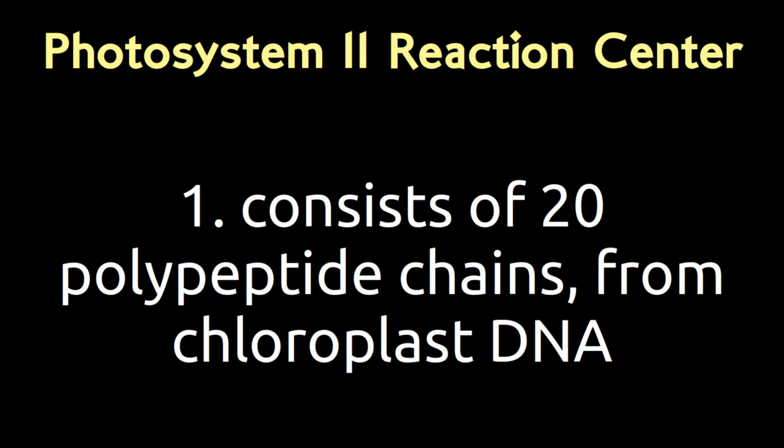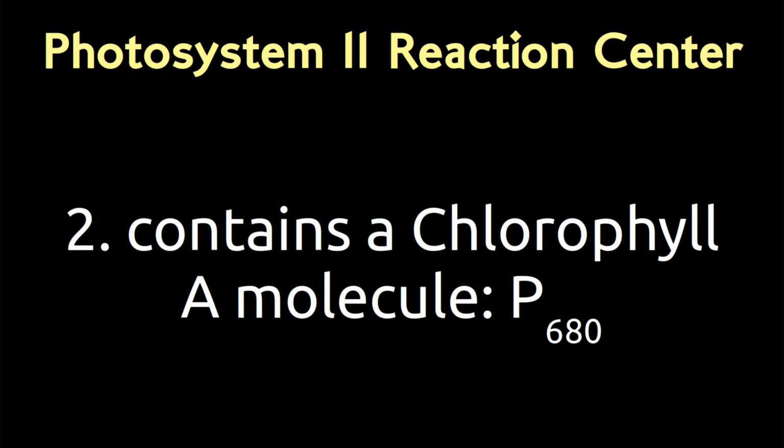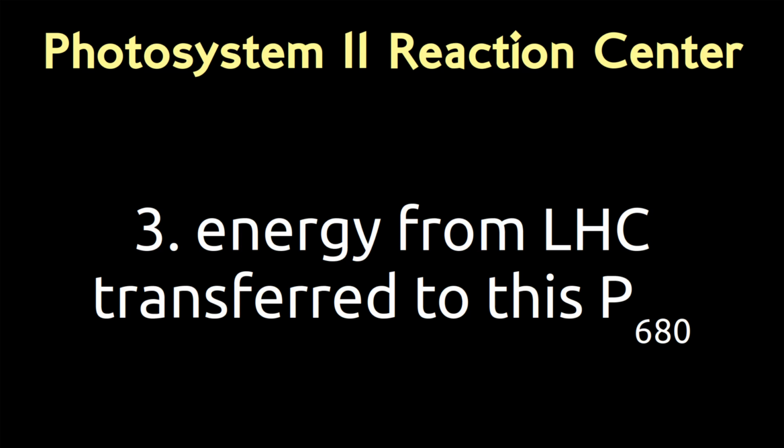As we just saw, this also contains a chlorophyll A molecule called P680, which is different from the remainder of the chlorophyll in that when it gets the energy, instead of just passing on the energy, it is going to pass on a pair of electrons to the next component, the reaction center. Energy from the light harvesting complex gets transferred to the P680.